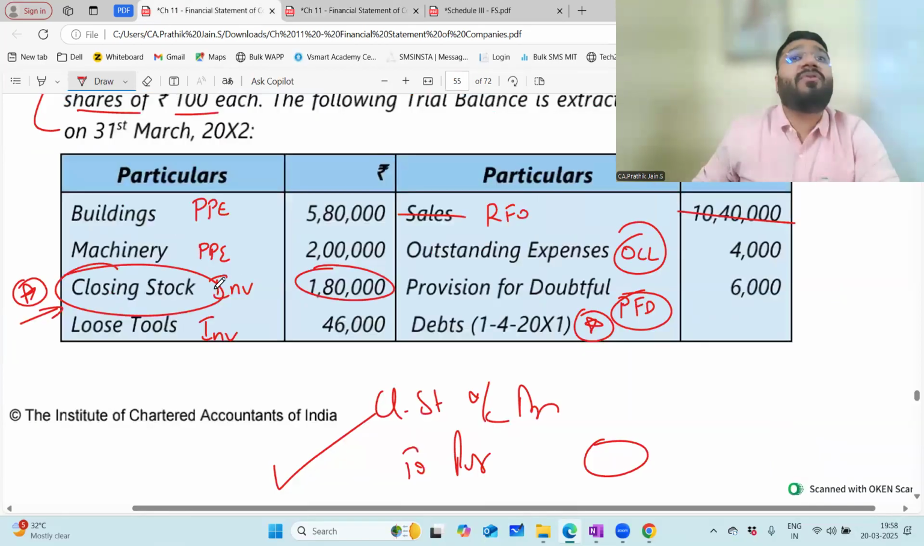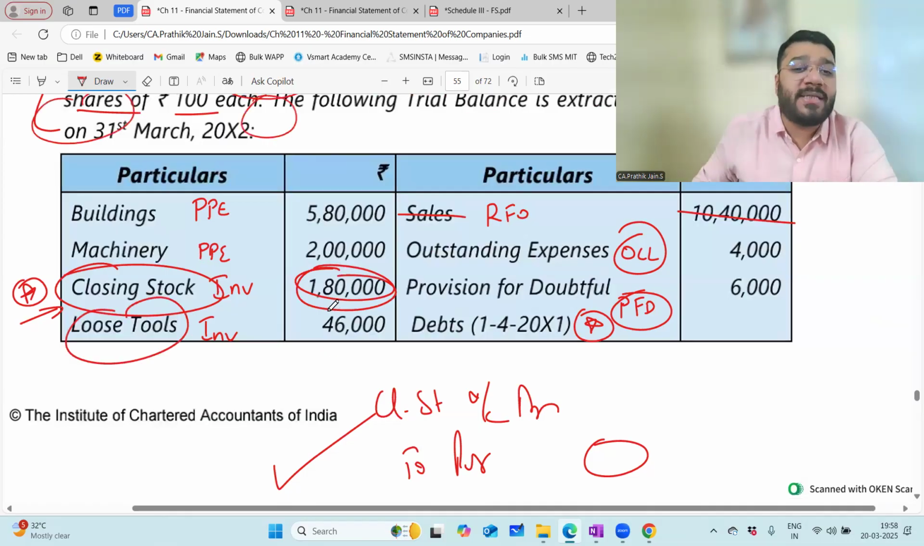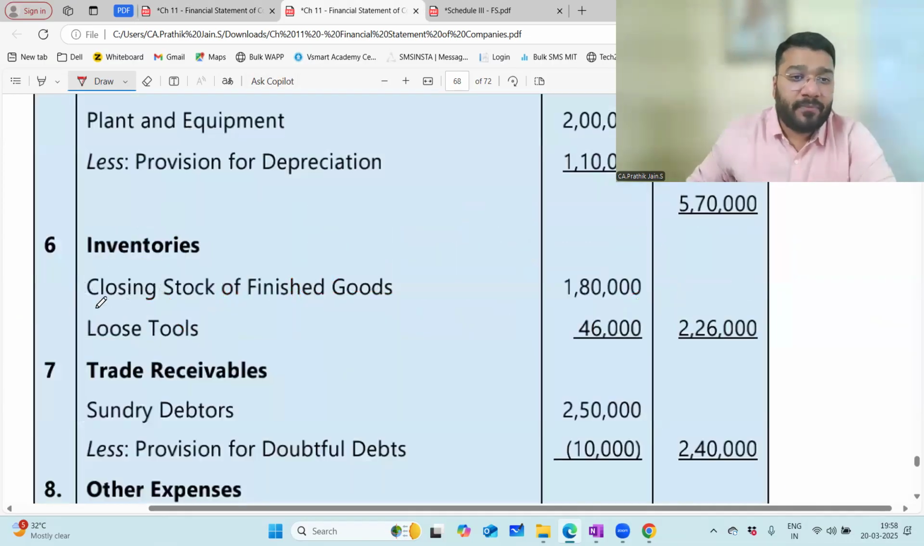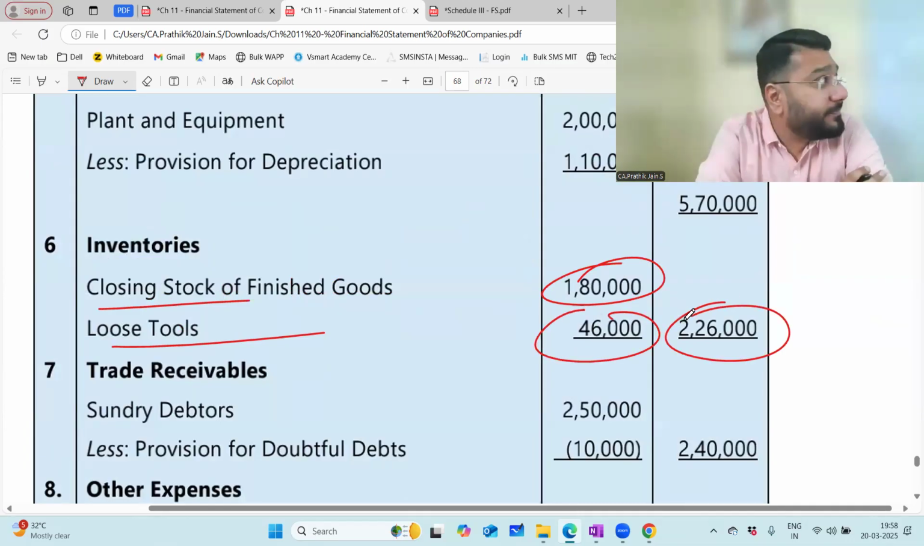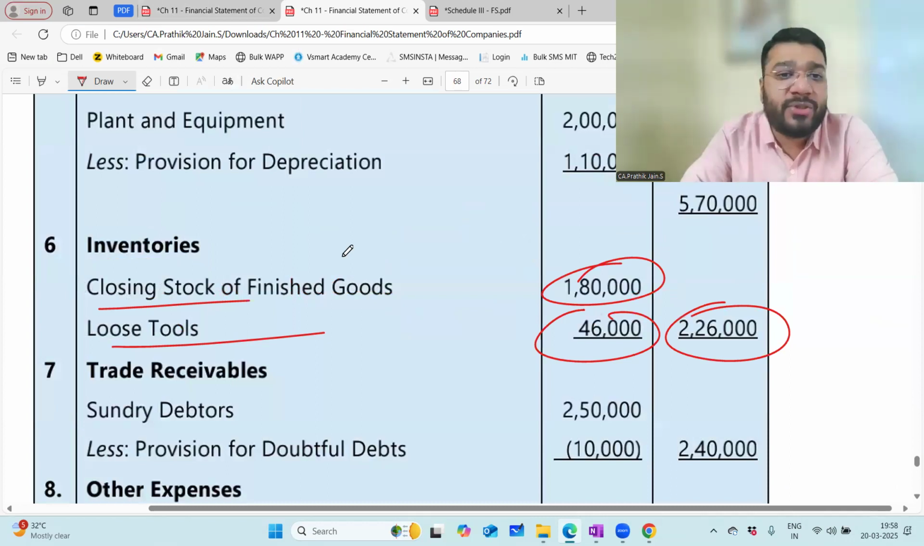In the trial balance, we have two inventory items. One is closing stock of finished goods 180, and the second is loose tools 46,000. Both are inventory. Total is 2,26,000. So on the face of the balance sheet, please write inventory as 226.